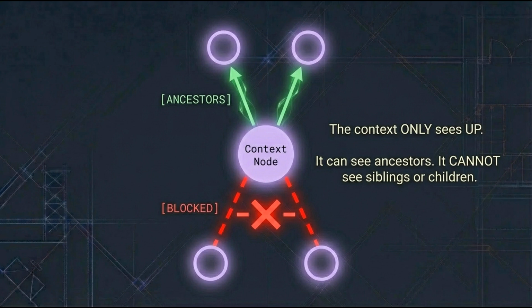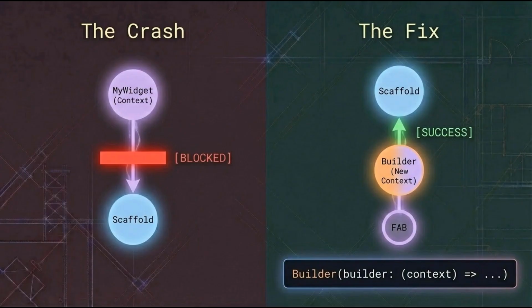The context only sees up. It cannot see siblings or children. That's why our scaffold crashed. The context we used was above the scaffold, so it couldn't see it. The fix is to use a Builder to get a new context positioned below the scaffold.